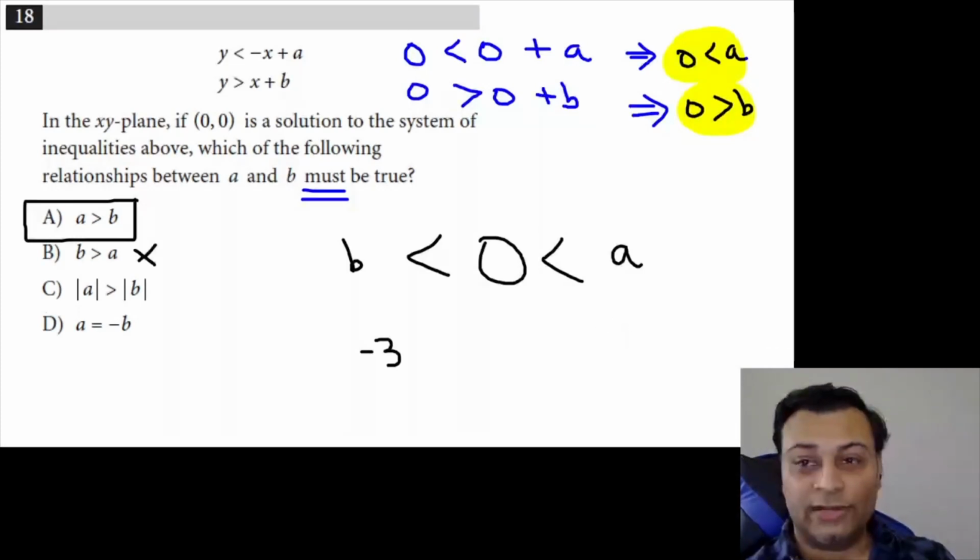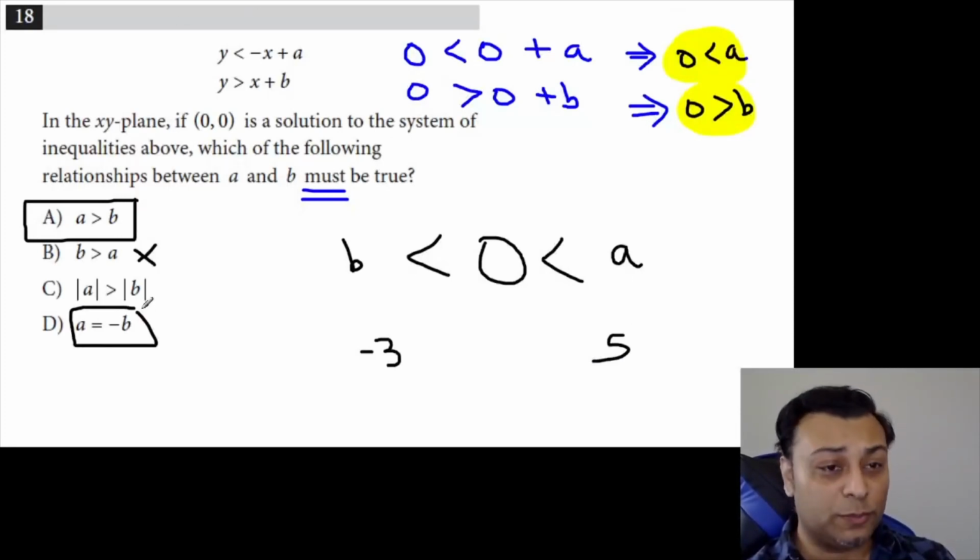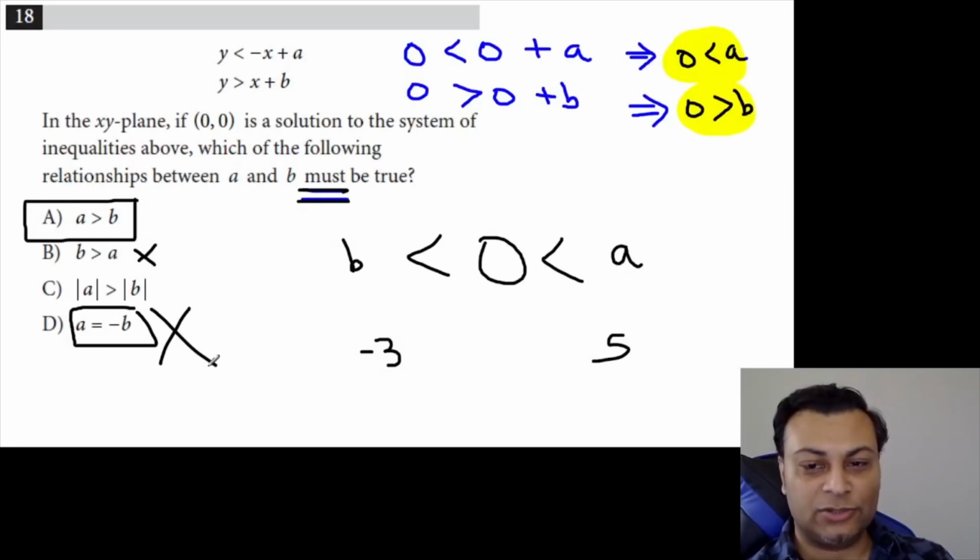But what if A is something else, like 5? Then it won't be the negative of B. A doesn't have to be the negative of B. It could be, but we're looking for something that is guaranteed to be true, and this is not guaranteed to be true.